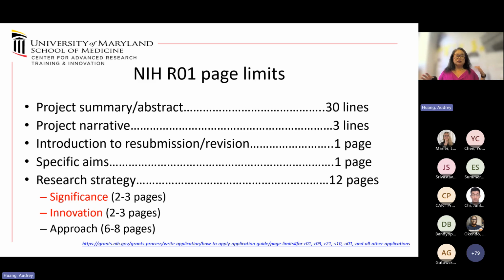The reason is that you'll see in a bit, significance and innovation actually count for a huge part of your score, and should not just be 1 or 2 sentences.